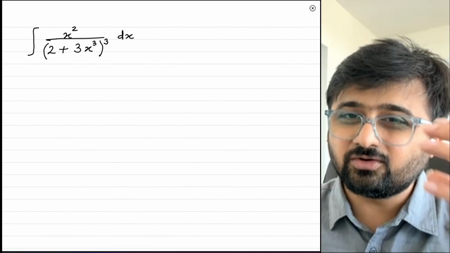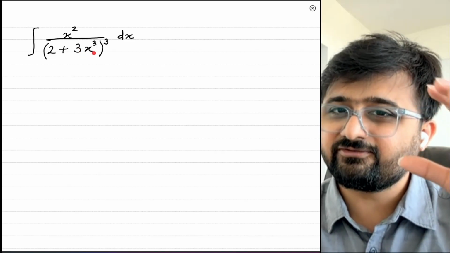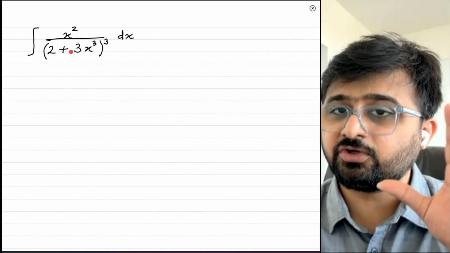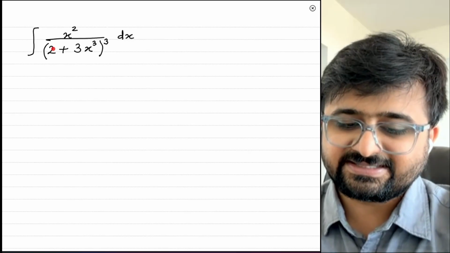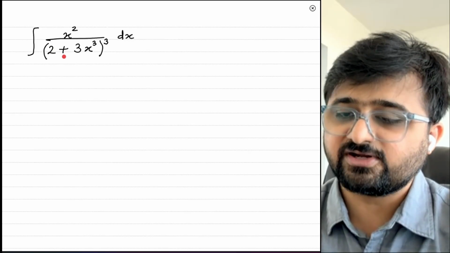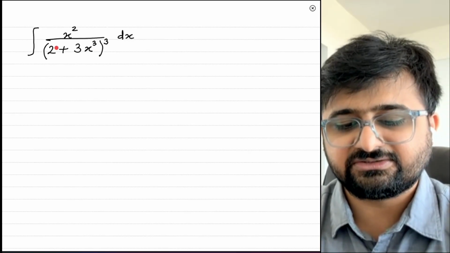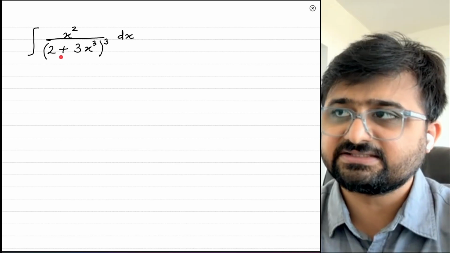That course highlights that whenever you see a function within a function, the inside function is what you have to put u in most cases, where the derivative can be managed, obviously. So in this case, there is a cubic expression, and there is a cube on top of it. So the inside function is this 2 plus 3x cubed.